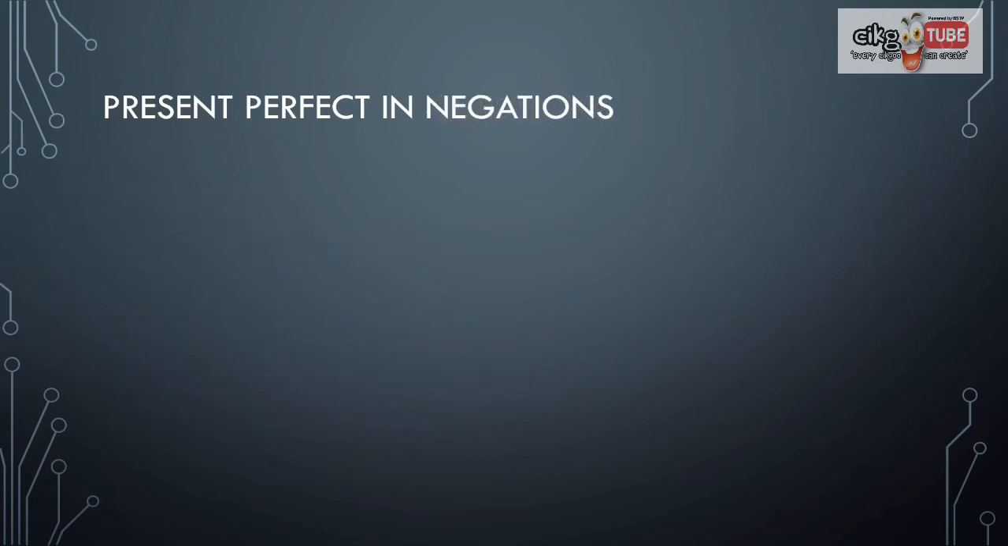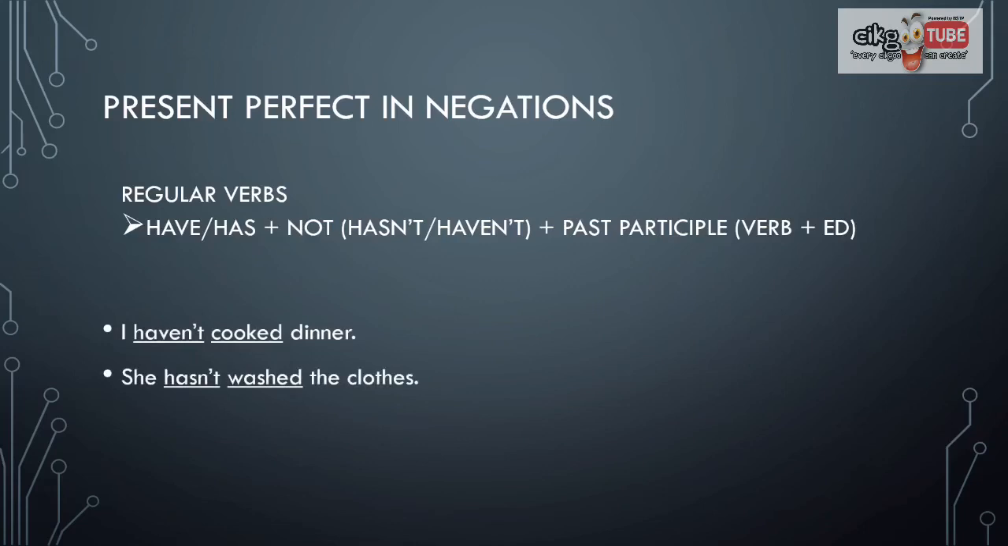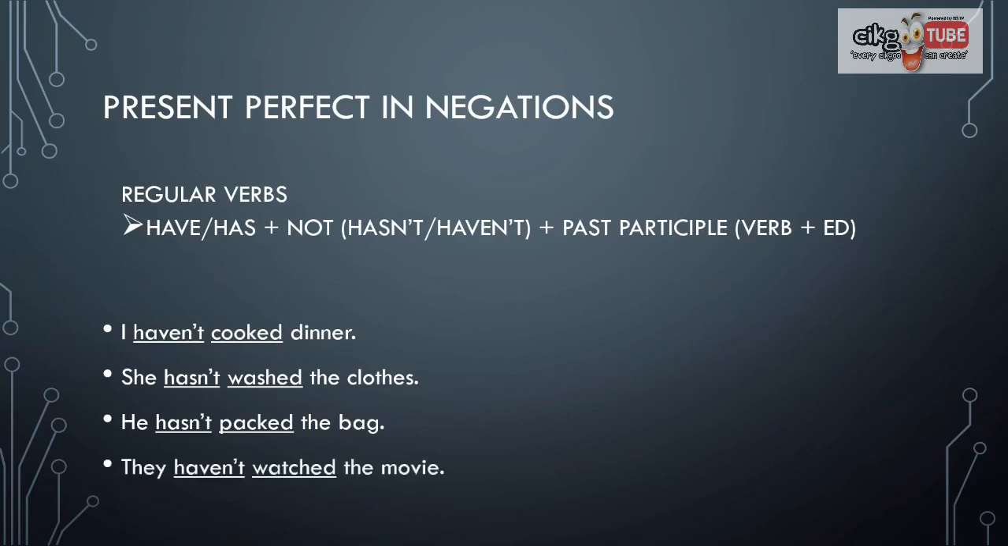Let's have a look at the present perfect tense in negations. For the regular verbs, the auxiliary verb to have, and we add not, contracting it into haven't or hasn't, and the past participle. I haven't cooked dinner. She hasn't washed the clothes. He hasn't packed the bag. They haven't watched the movie.